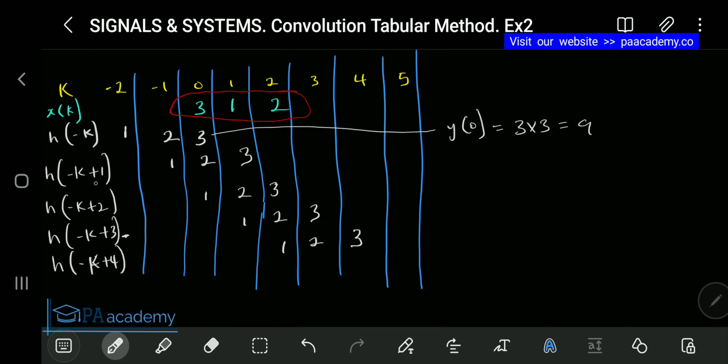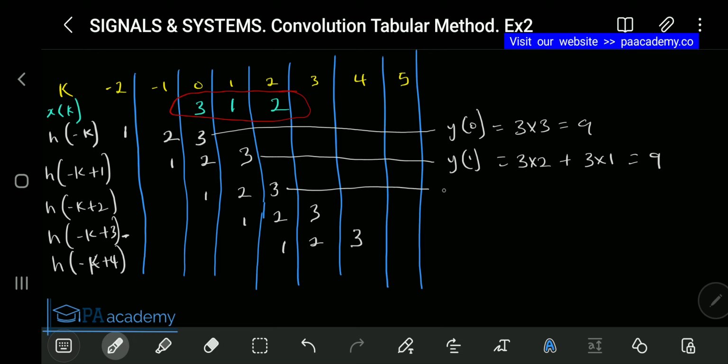Alright, so now let's look at h of minus k plus 1. If we trace that out, we are going to be having it as y of 1. For this now, we can see that 2 and 3 are on the same vertical line. Also, 3 and 1 are on the same vertical line. So that is going to be written as 3 times 2 plus 3 times 1. 3 times 2 is 6, 3 times 1 is 3. So that will give us 9. I hope you got the concepts now.